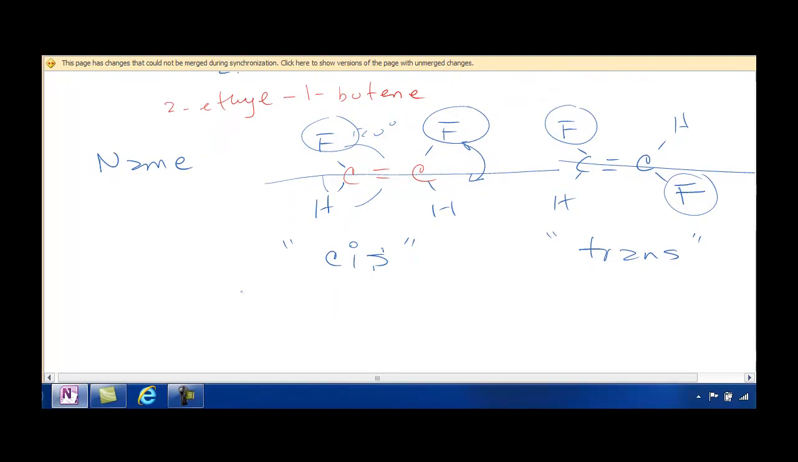What's the first one? Cis is part of your name. Cis what? 1,2, what? Difluoro. I have 2 fluoros. Difluoro, what? Well, for ethene, the double bond can only be between carbons 1 and 2, so I don't put a 1. Okay? And this fellow would be the same thing, only trans. So this is the trans isomer of it.